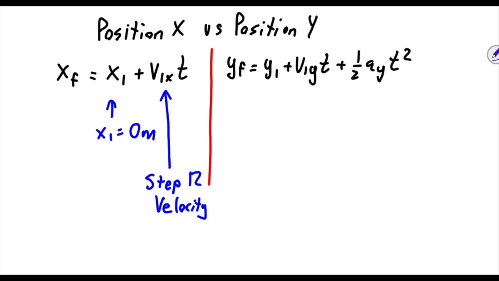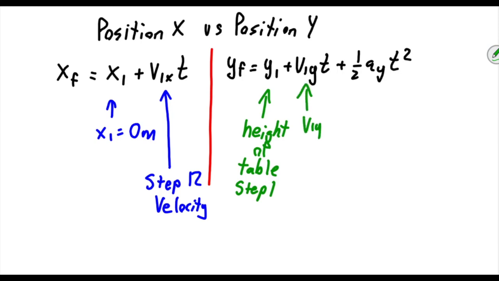Now in the Y direction, we're going to be able to assume that the Y initial is the height of the table, which you probably measured somewhere back in step 1. Our V initial Y is going to be 0 meters per second. And our AY is going to be gravity, which is negative 9.8 meters per second squared.